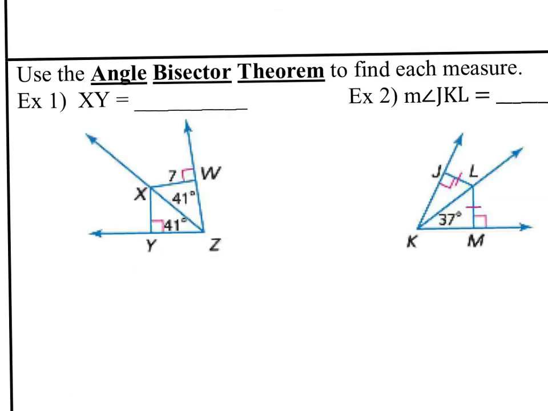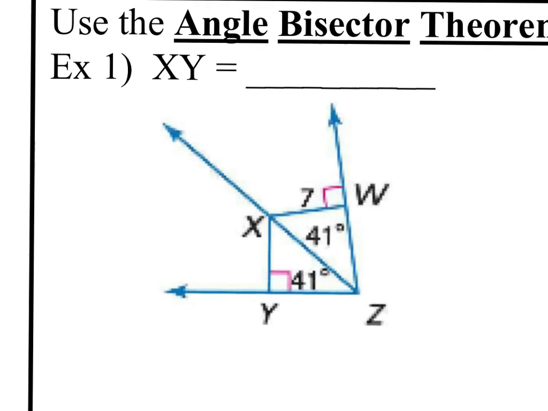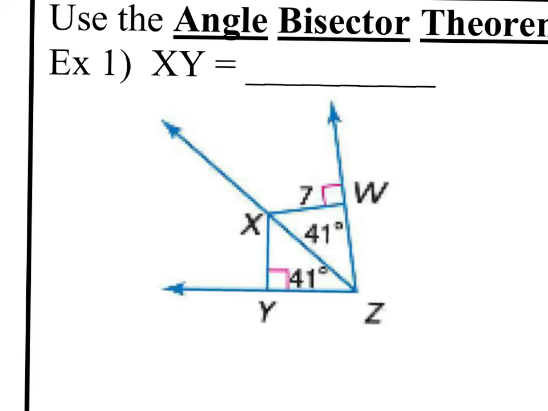In this set of examples, I'm going to use the angle bisector theorem to find each measure. So in example 1, we're looking for XY. Because these are both marked as 41 degrees, then you know that this is 7, and that means XY will be 7. And that's it.